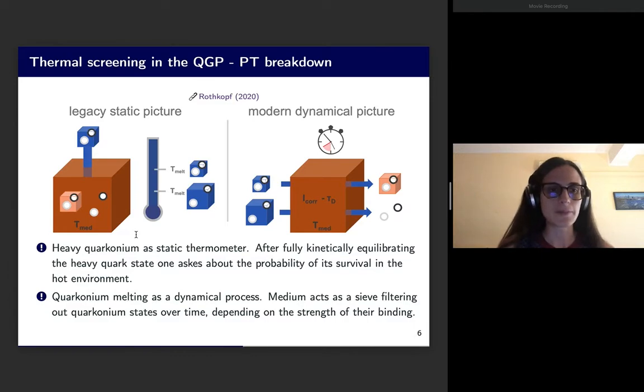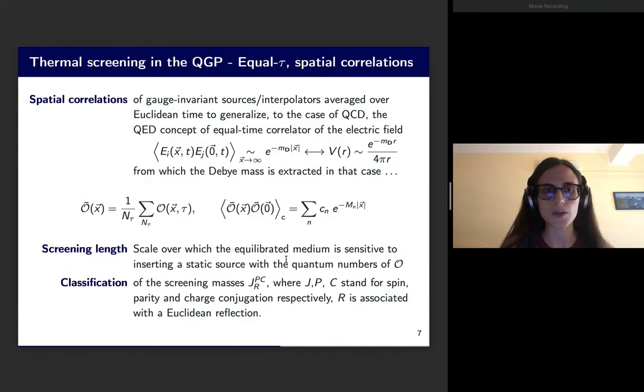The modern dynamical picture instead holds that this quarkonium melting is really a dynamical process, in the sense that when one looks at these quarkonia states and the impact that non-zero temperature of the medium has on them, the medium actually acts like a sieve, and it filters out quarkonium states over time, depending on the strength of their binding. And the picture is really dynamical in the sense that it depends on time and it evolves with time while the plasma cools down.